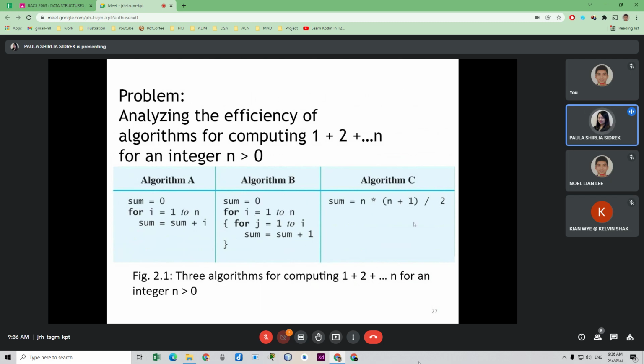Next one is C. Sum equals n times (n plus 1), divided by 2. This is also a straightforward one. So algorithm C and A are quite straightforward and simple.